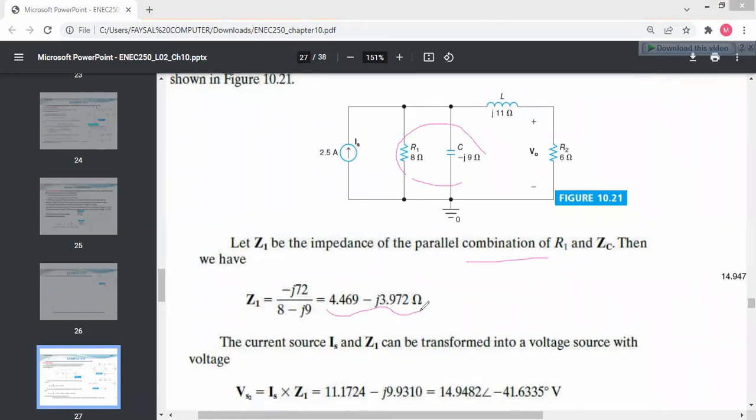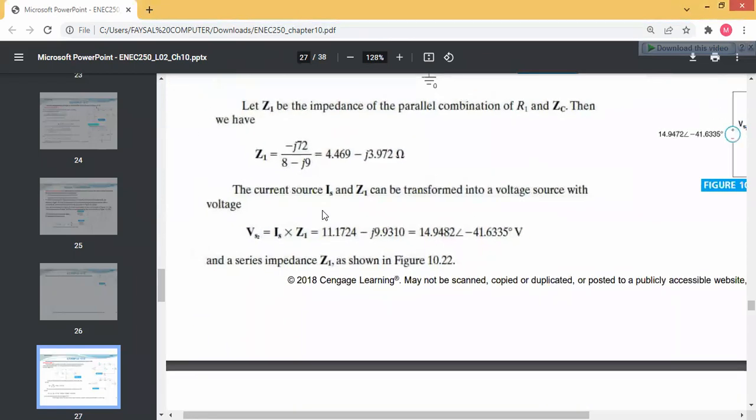Now finding the value of Vs equals Is times Z1. Is will be the source current, which equals 2.5 ampere, with the value of Z1 which equals 4.469 minus j3.972. After this, this is the value of Vs.